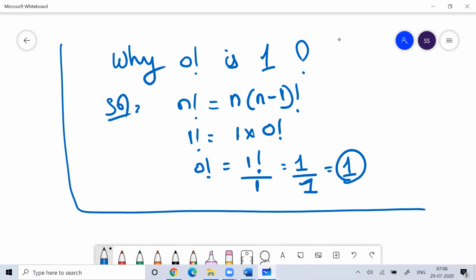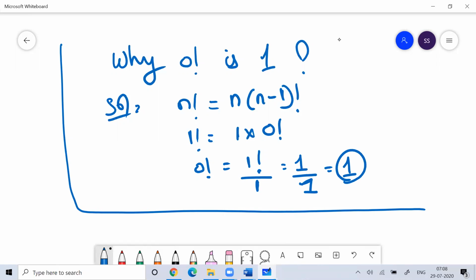It's like, in how many ways can you make 0 persons sit in 0 places? So that is one way. Imagine, assume that 0 exists. In how many ways can you make 0 persons sit in 0 places? That is only one way. So you understand this.